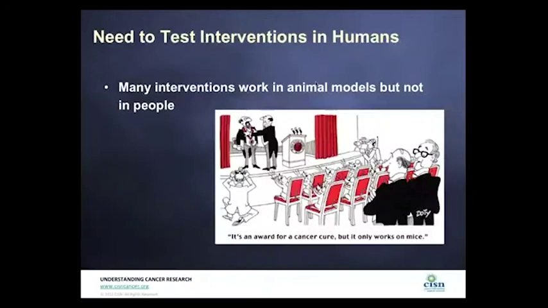Again, I like cartoons and images. And we just have to go through clinical trials because, unfortunately, animal models don't always tell the story. There are thousands and thousands of drugs that were successful in animals and failed clinical trials. It's a war for a cancer cure, but it only works in mice, and that's unfortunately the case for most agents, the majority of agents.